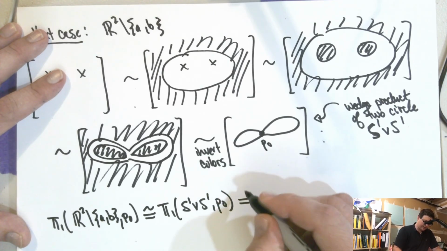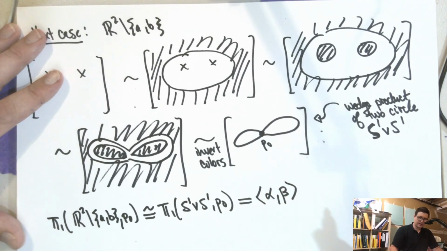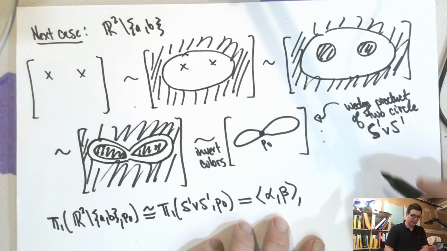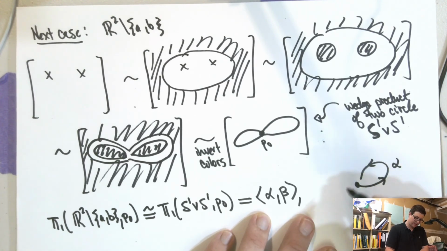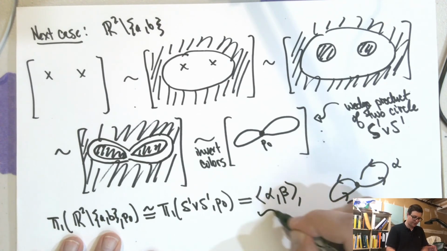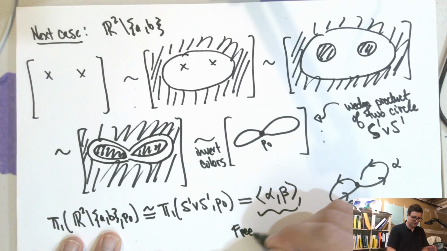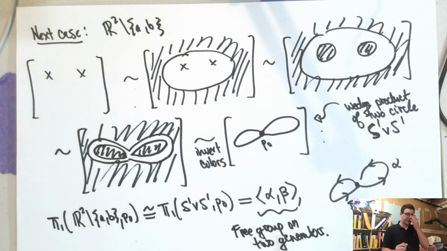And then this thing here is really generated by two classes, right? So here you only have really two options for your paths. You can go around this loop, or you can go around this loop, right? And then here, this is the free group on two generators. Okay, so this is all the words that you can make out of alpha and beta.